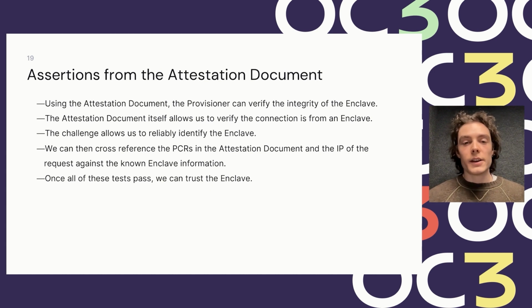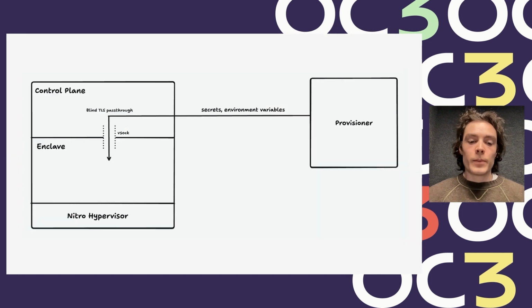Additionally, by verifying the IP within the token against the IP of the subsequent TLS connection that comes from within the enclave, we're able to trust that the host process has shared the token with the expected enclave, and that the connection is coming from within the enclave that we expect it to. And so once all these tests pass, we know that we can trust the enclave. And so once we trust the enclave, we provide it back its secrets and environment variables, which are required for it to boot up and spawn the user's process.